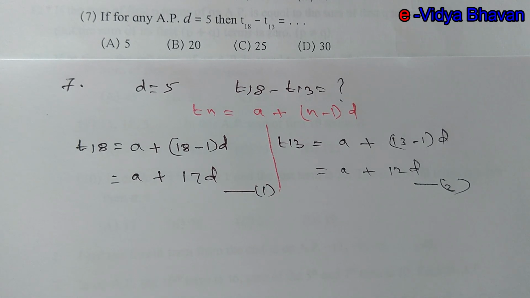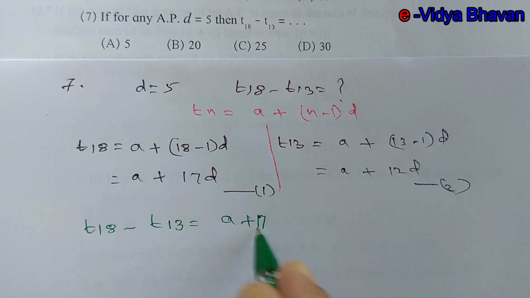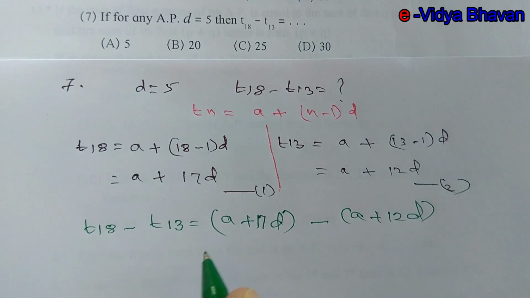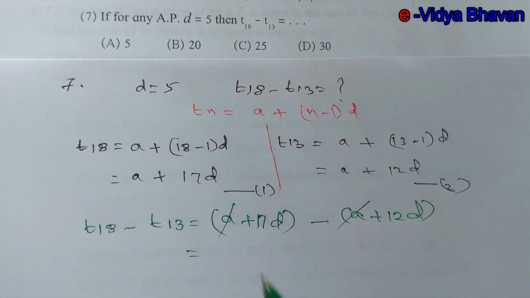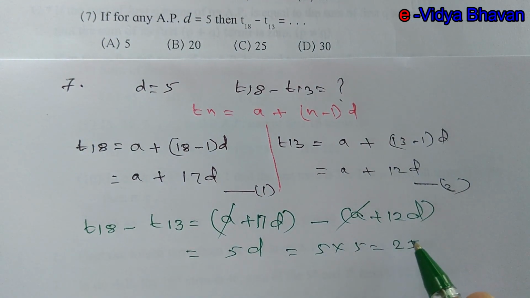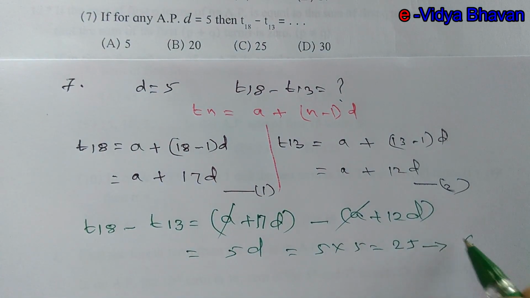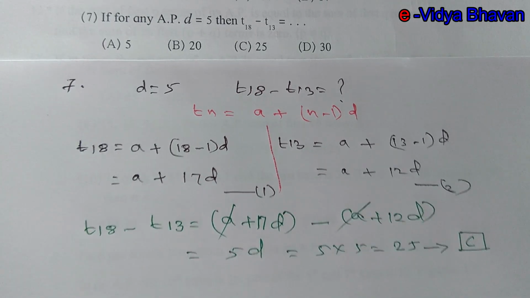Now you are interested in T18 minus T13, that is A plus 17D minus A plus 12D. The A will cancel, and 17 minus 12 will give me 5D. This is nothing but 5 into D, and the given value of D is 5. So you are getting 25, and your option is option number C.